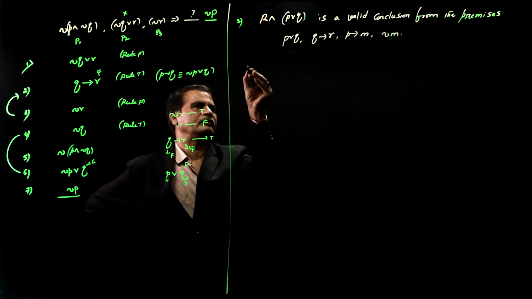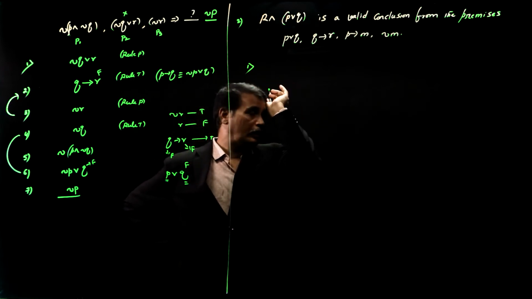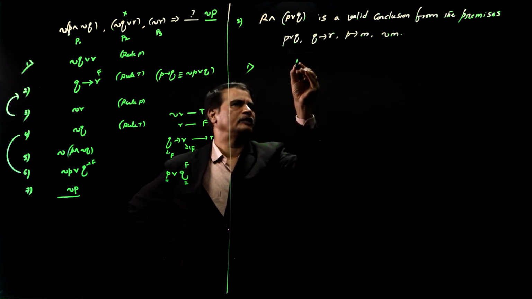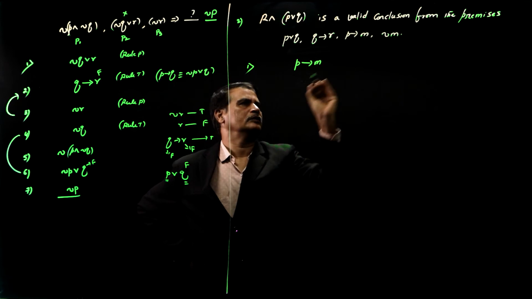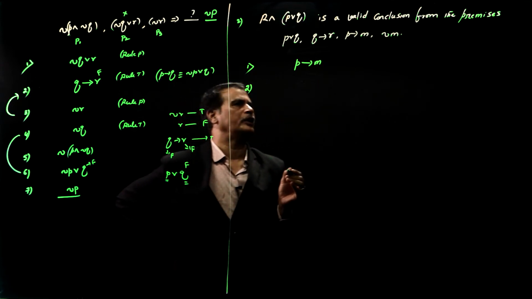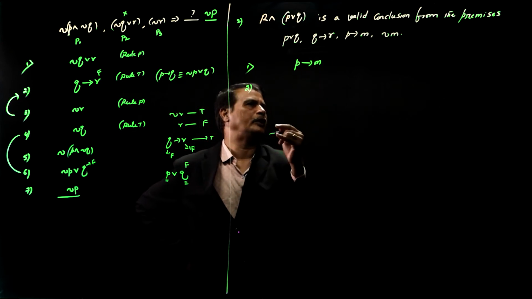We will follow the same steps. In step number 1, you can consider any one. Suppose I consider the first one, P implies M. From P implies M, I am not getting any information. Only one thing: P implies M has truth value T.